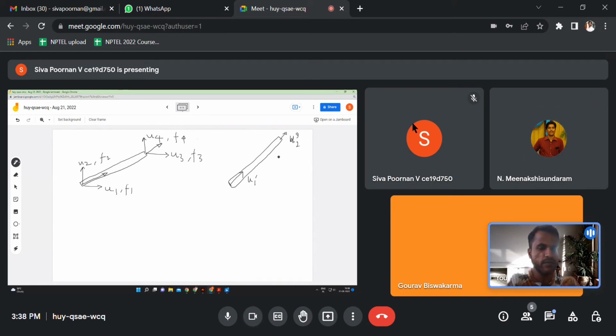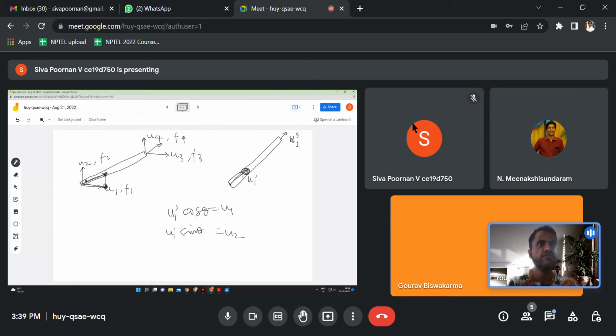We use compatibility. Basically these are kinematic quantities, so we need to use compatibility. There are many methods you can use. One easier way to find it: u1 dash cos theta, the cos component of it, gives you u1. Similarly you can find u1 dash sin theta to be u2. Basically what we are saying is, if you are displacing this point by u1 dash, how much distance should you go along the horizontal axis and along the vertical to reach the same point? That's what it means.